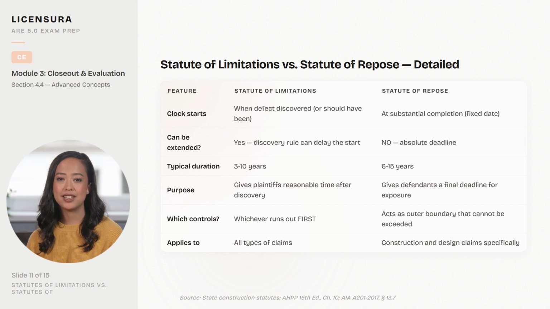This detailed comparison of statute of limitations versus statute of repose is critical exam material. The statute of limitations begins when the defect is discovered or should have been discovered, typically running 4 to 6 years. The statute of repose begins at substantial completion, regardless of discovery, typically running 6 to 15 years. The statute of repose is an absolute bar that cannot be extended by late discovery. Many exam questions test whether you know which clock starts when and which provides the ultimate cutoff.